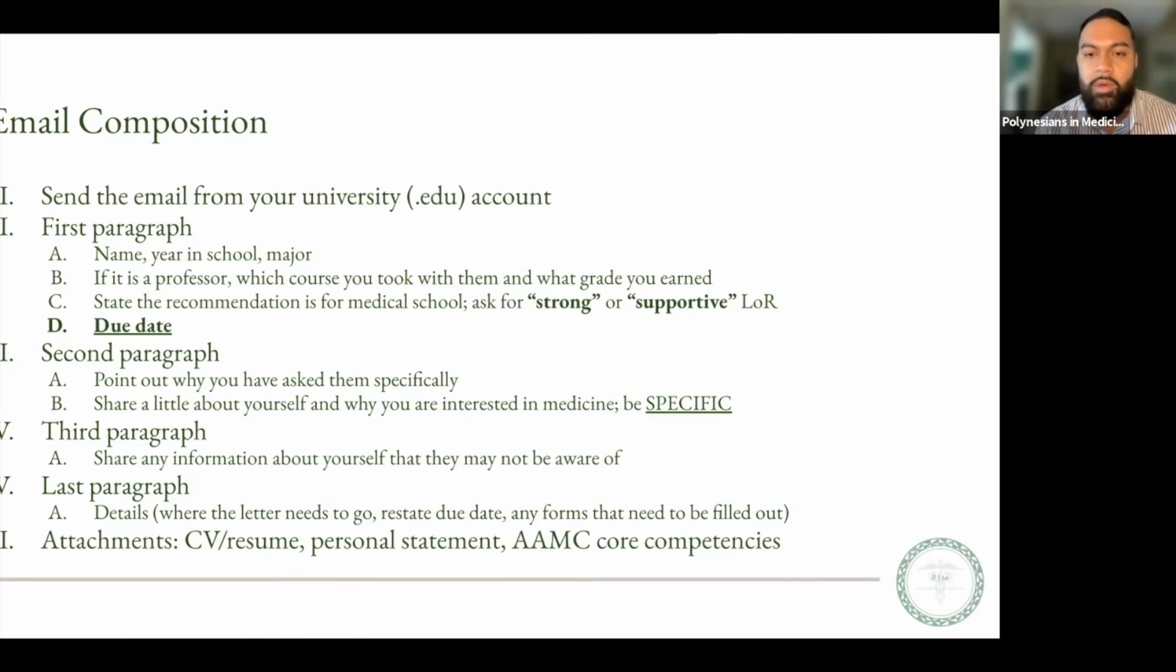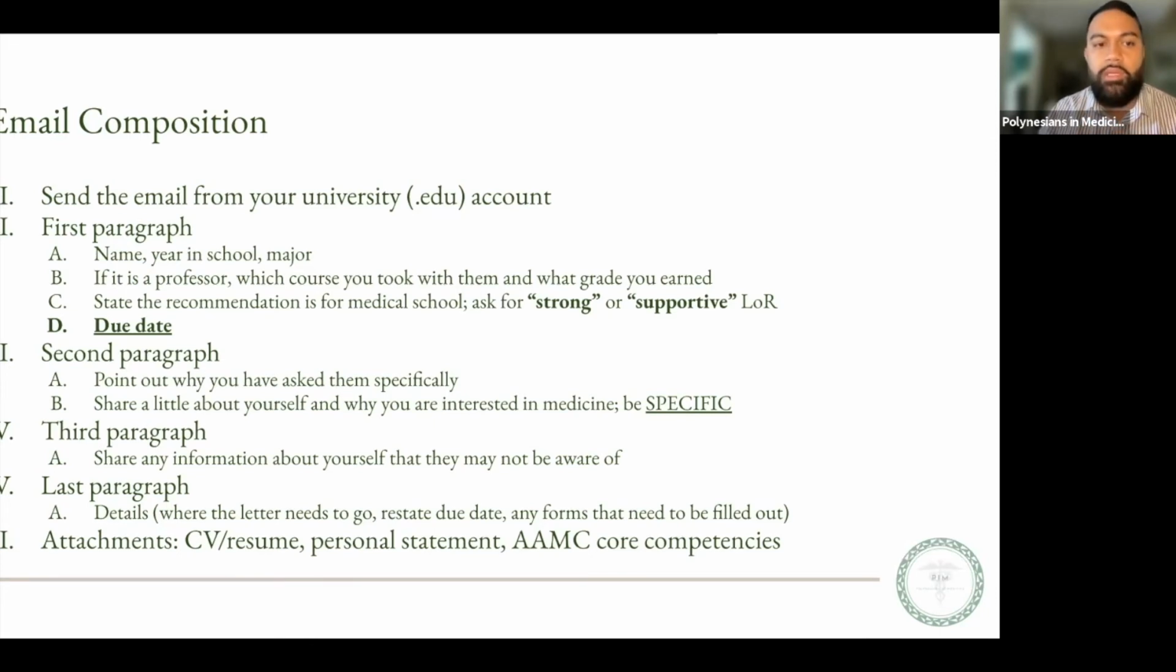And another reason why you want to put strong or supportive is, if a professor doesn't feel comfortable, like maybe they're like, I don't really know you that well, and I feel like I couldn't provide you a strong letter of recommendation for your application, then that would work to your benefit, because then you would want to move on to someone else instead of just getting a mediocre letter of recommendation from them.